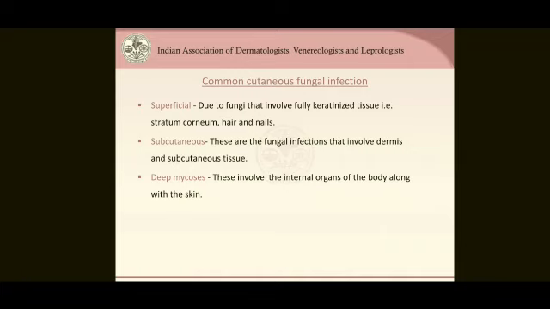Superficial fungal infections are due to the fungi that involve only the keratinized tissue, that is stratum corneum of the skin, hair, and nails. Whereas subcutaneous fungal infection will involve dermis and subcutaneous tissue, and then deep mycosis will involve other internal organs along with the skin.